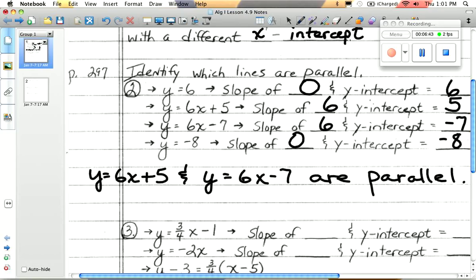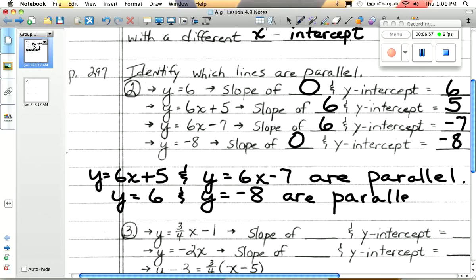The first one and the last one, because y equals 6 and y equals negative 8 have the same slope and different y-intercepts. In fact, what kind of lines are these? These are horizontal lines. We don't really need, I guess, punctuation there. We're not really writing sentences. Okay, do we have any other sets of parallel lines out of that group?